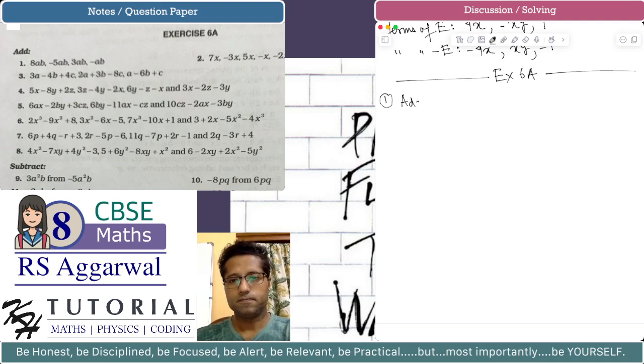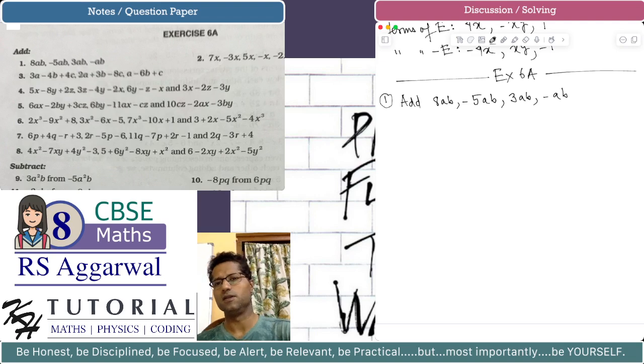So add 8ab, minus 5ab, 3ab, and minus ab. Now 8ab is an algebraic expression having a single term. And we have 3ab and minus ab. As we can see, these are all single terms and they are like terms.